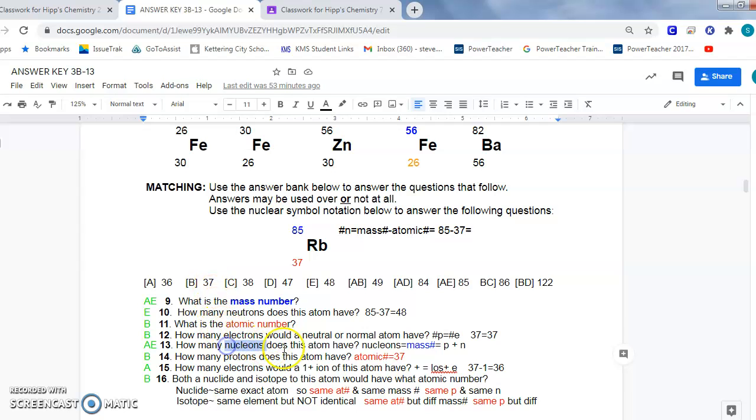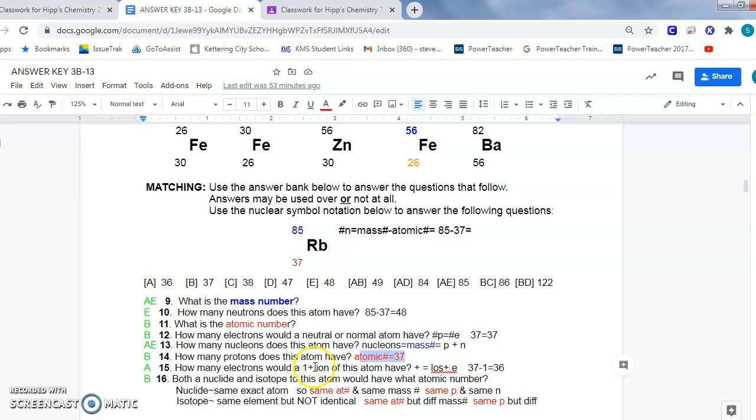How many nucleons does it have? Nucleons, again, are any particle in the nucleus. Protons plus neutrons. There's our protons plus neutrons. 85 again is our protons plus our neutrons. Letter AE. How many protons does this thing have? Well, that's the same question as 11. This 37 is the atomic number. The atomic number by definition is the number of protons, 37.